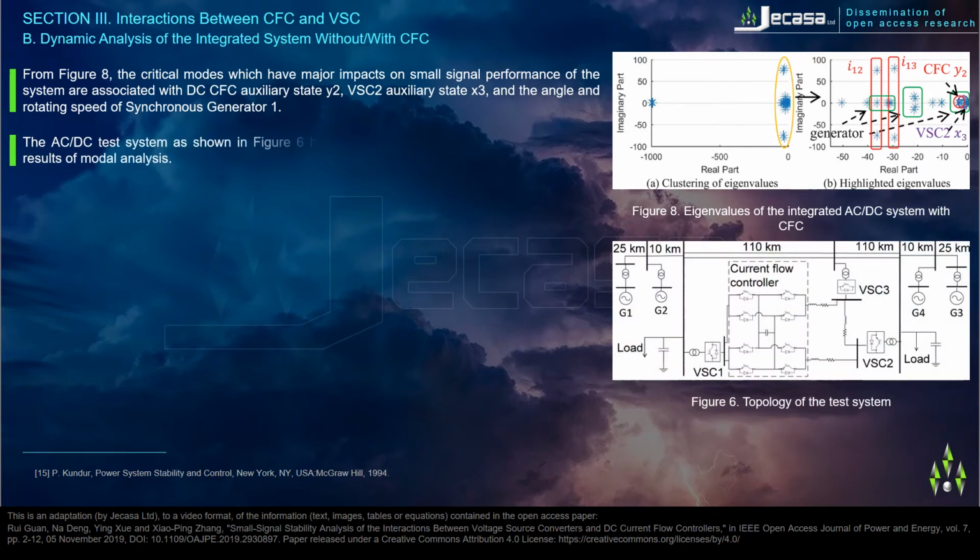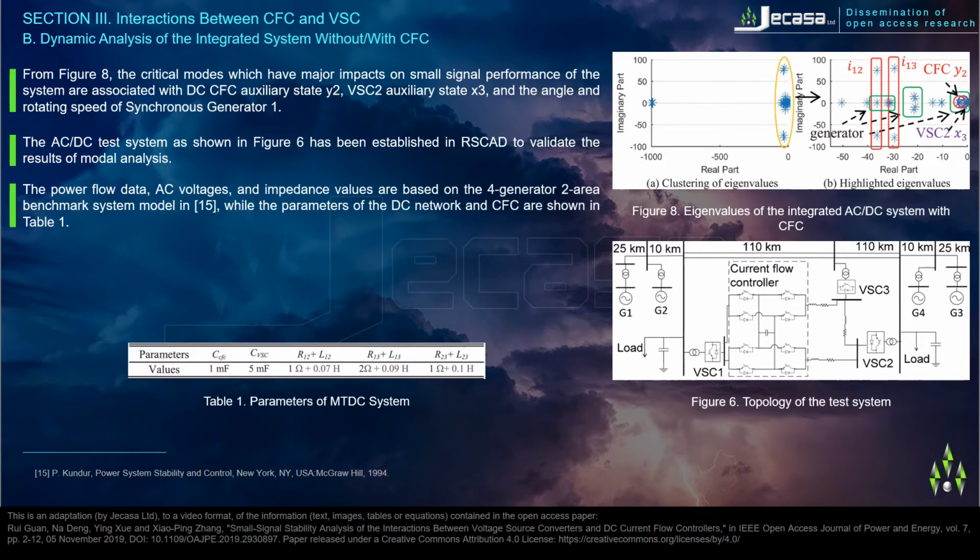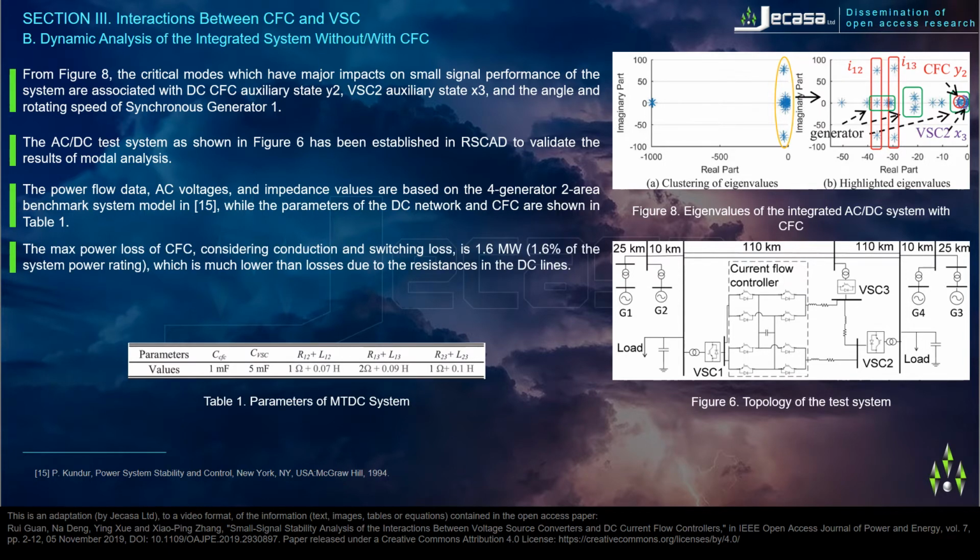The AC-DC test system as shown in Figure 6 has been established in RSEAD to validate the results of modal analysis. The power flow data, AC voltages, and impedance values are based on the 4-generator 2-area benchmark system model in reference 15, while the parameters of the DC network and CFC are shown in Table 1. The max power loss of CFC, considering conduction and switching loss, is 1.6 megawatts, 1.6% of the system power rating, which is much lower than losses due to the resistances in the DC lines.